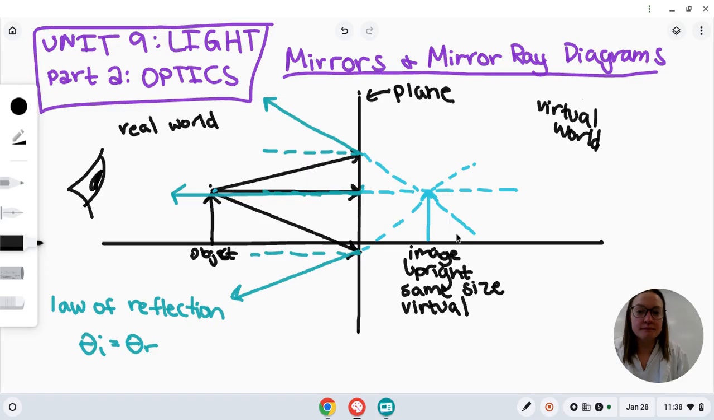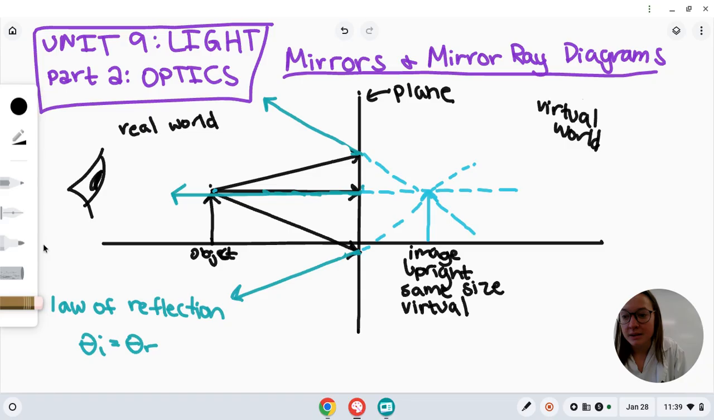A few conventions here. We always draw real light rays as solid lines. We always include arrows on our real light rays. We always draw virtual light rays as dotted lines here. So really, I should never draw these dotted lines for my normal here, although it was useful for me in finding my angles, because a dotted line means that's a virtual light ray.